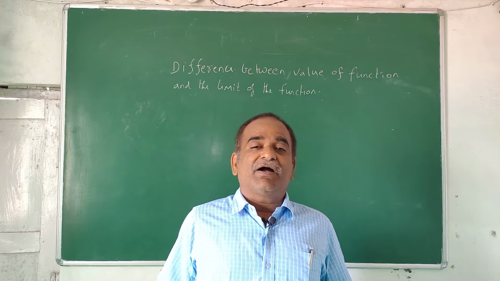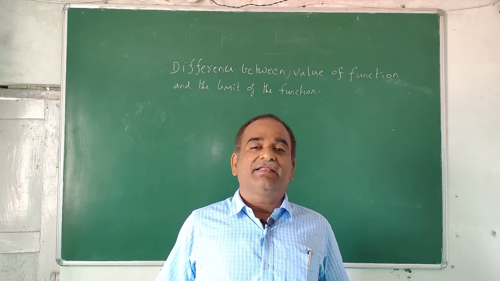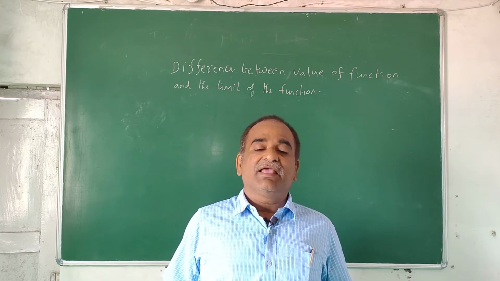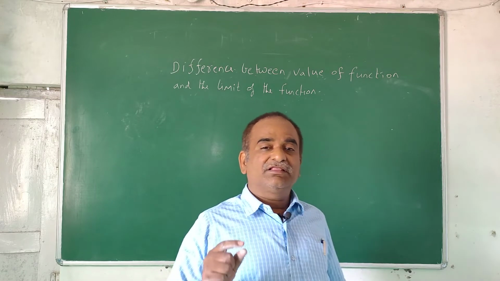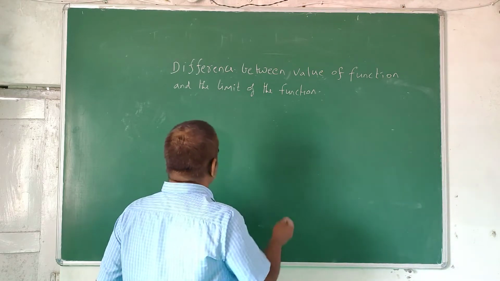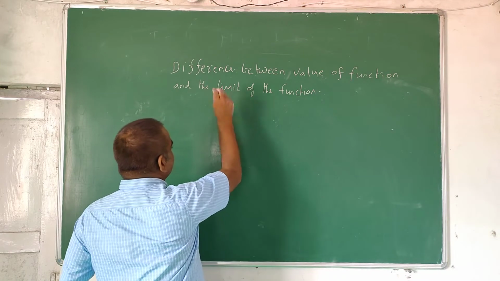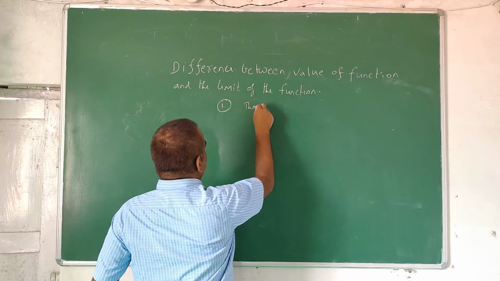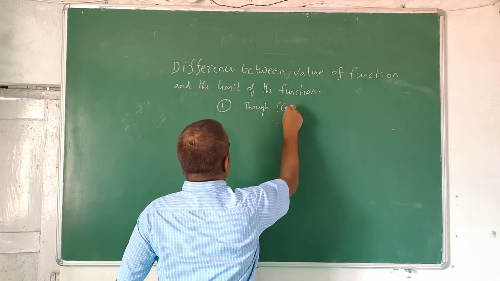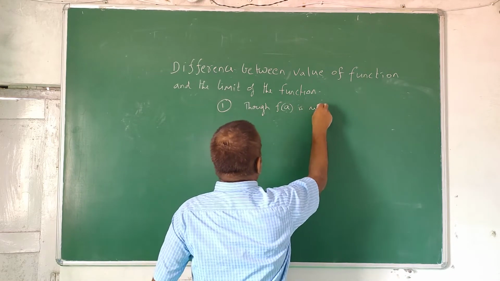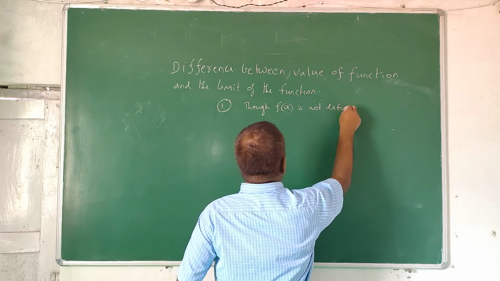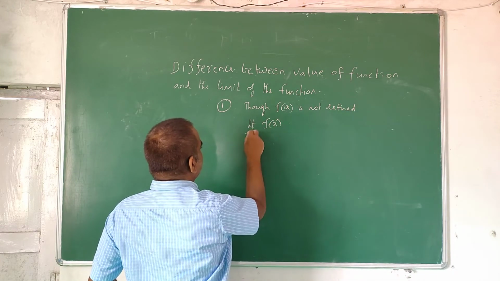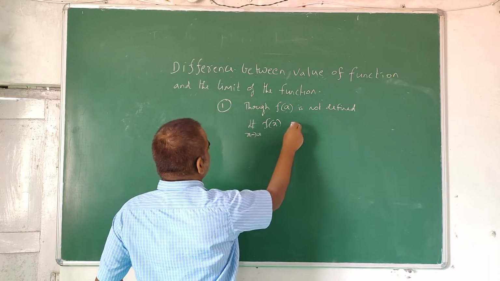See, if a function is though not defined at a point, the limit of the function may exist at that point. So, this is the most important point that every student should understand. The first difference is, though f of a is not defined, limit f of x, x tends to a, may be existing.